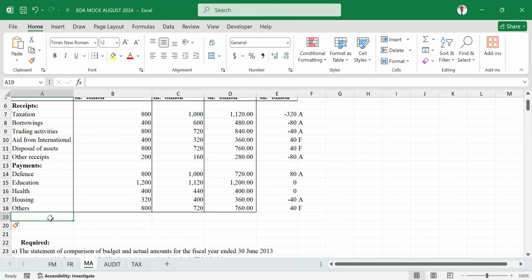On the payments part, we talk of the others here. You're saying that 40 is favorable. We had budgeted for 700 to make payments for 760 billion, but we ended up paying 800 billion. Should that be an adverse variance?